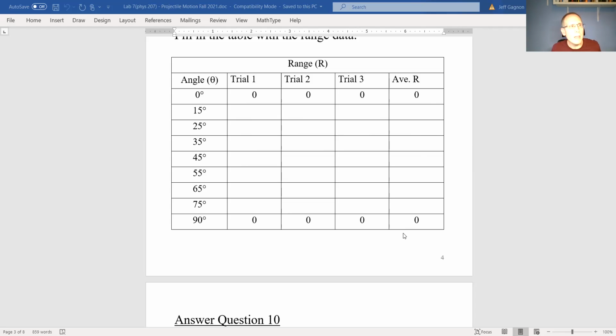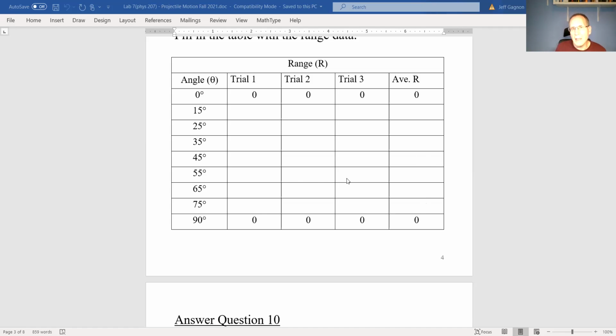Okay, and we know intuitively that the range should increase as we increase the angle up to about 45 degrees, right? 45 degrees in theory, if there's no air resistance, should give you the maximum range. And then after that, it'll start decreasing again.